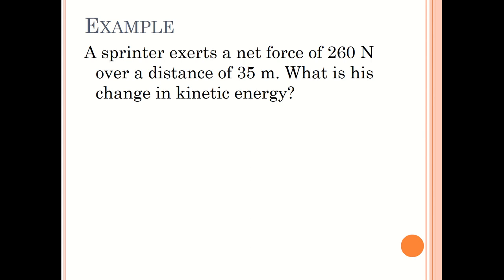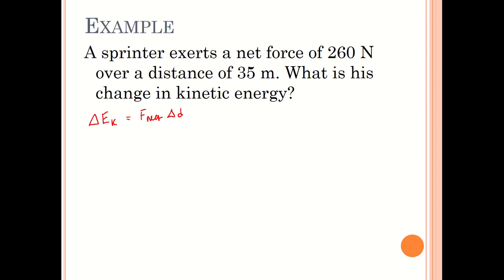A sprinter exerts a net force of 260 newtons over a distance of 35 meters. What is his change in kinetic energy? So in this case, we're looking for the delta E, and since this is kinetic, we're looking for the E subscript K. So we're going to use our equation that we just showed here. So our F net times D, or really I should write change in distance, so delta D.